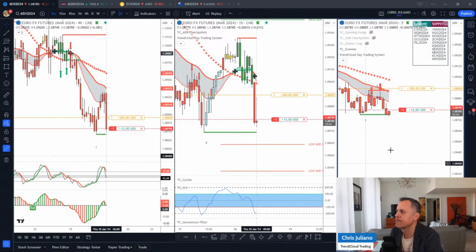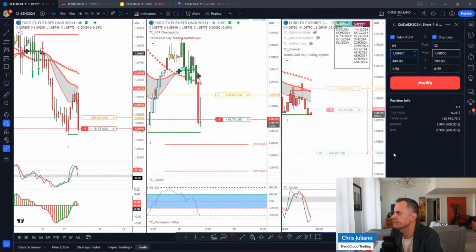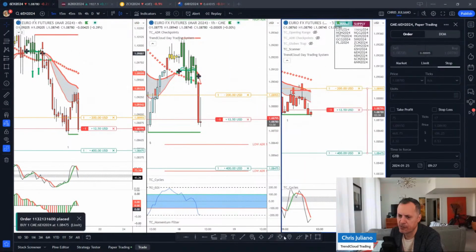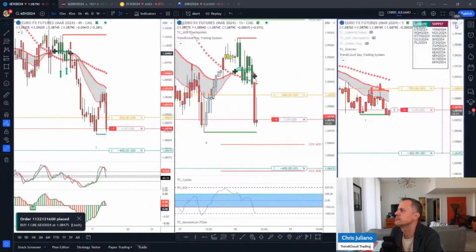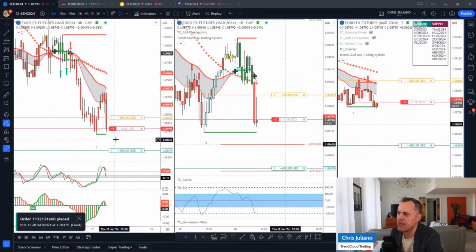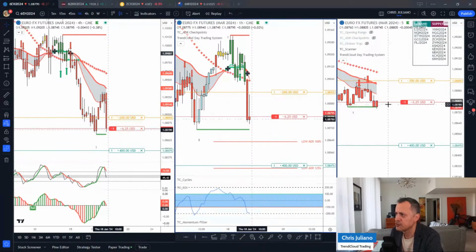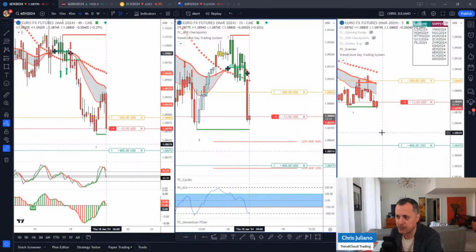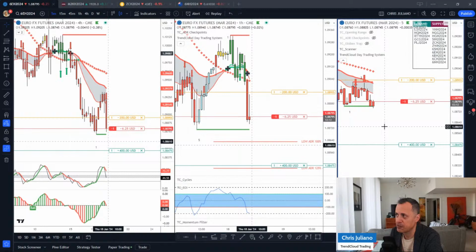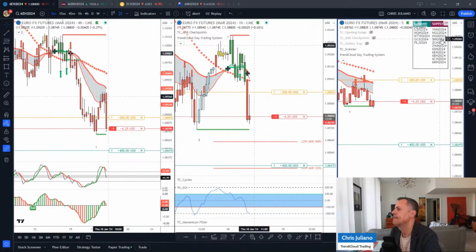Looking good. Okay. I have one contract, so that means I have to take the 2-to-1. I have no choice. I have to take the 2-to-1 there. So now I can just leave that alone and let it do whatever it's going to do, because with one contract I cannot scale out of the position. All right, let's take a look here.